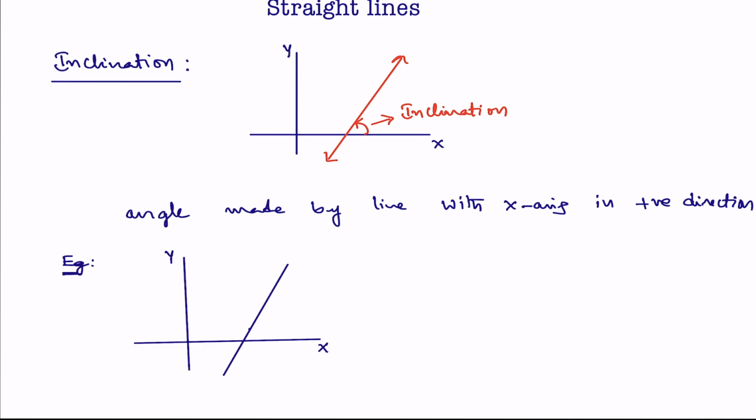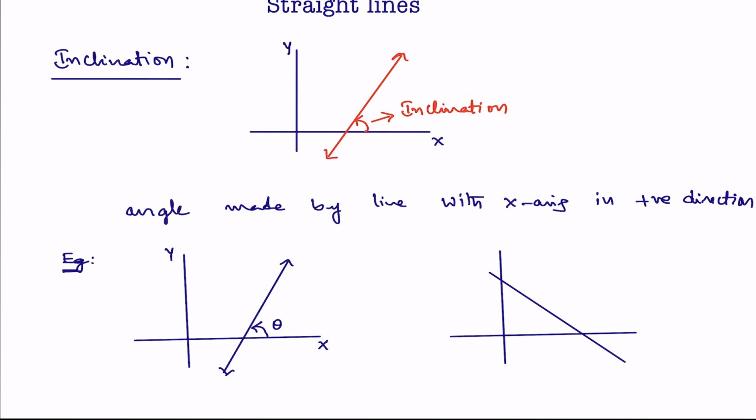For this line, here one angle is there. This is one angle, and this is another angle. Which angle is called inclination? This angle is called inclination. Why is this called inclination? Because this is the angle made by the straight line with the x-axis in the positive direction.